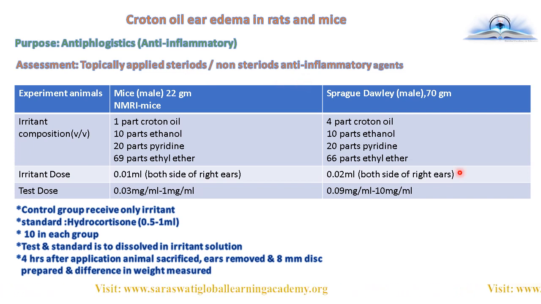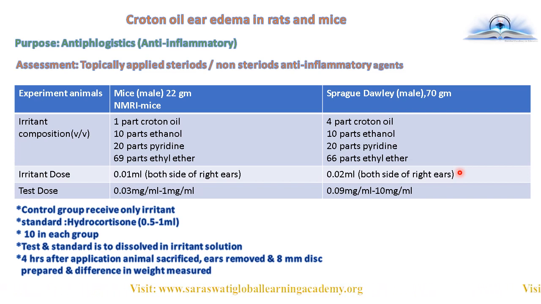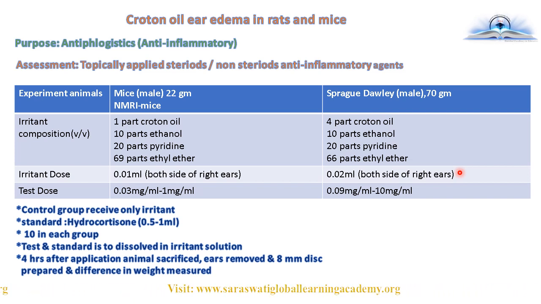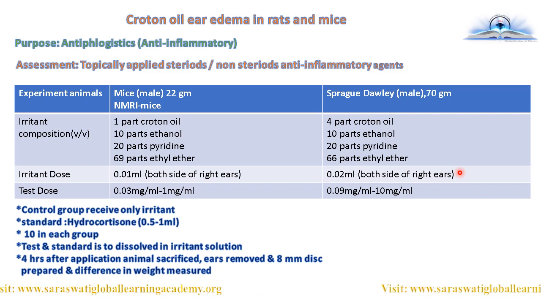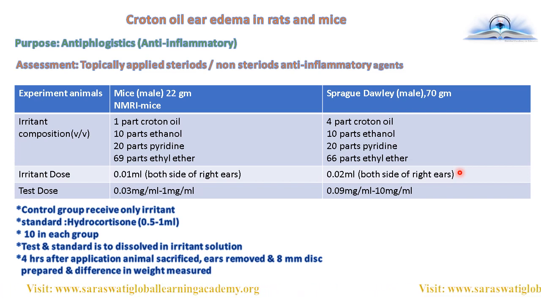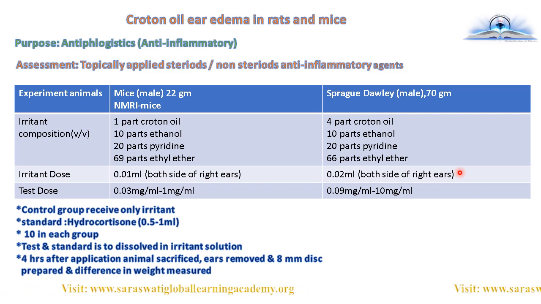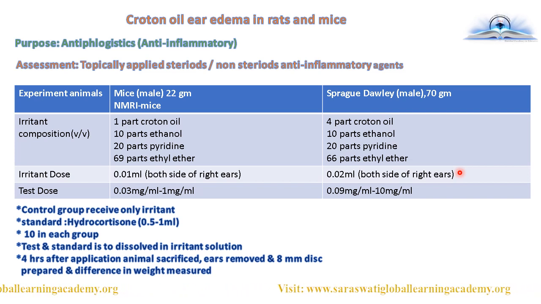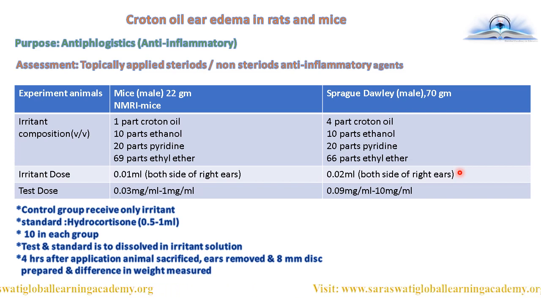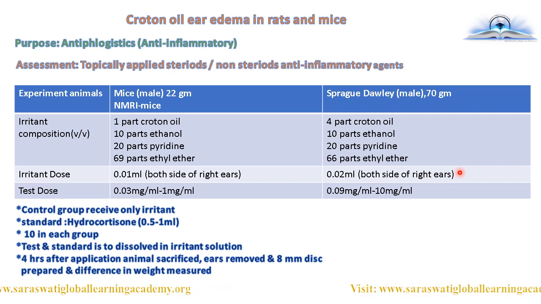Now the experimental animal, as we have seen, the ear edema is actually observed in the rats and the mice. So experimental animals like the mice or Sprague Dawley rats can be used. Specification: you can take 22 gram male mice and Sprague Dawley rats, obviously male, which may be 70 gram. Okay, the mice would be NMRI mice, that is Naval Medical Research Institute. Okay, so it is an inbred mice.